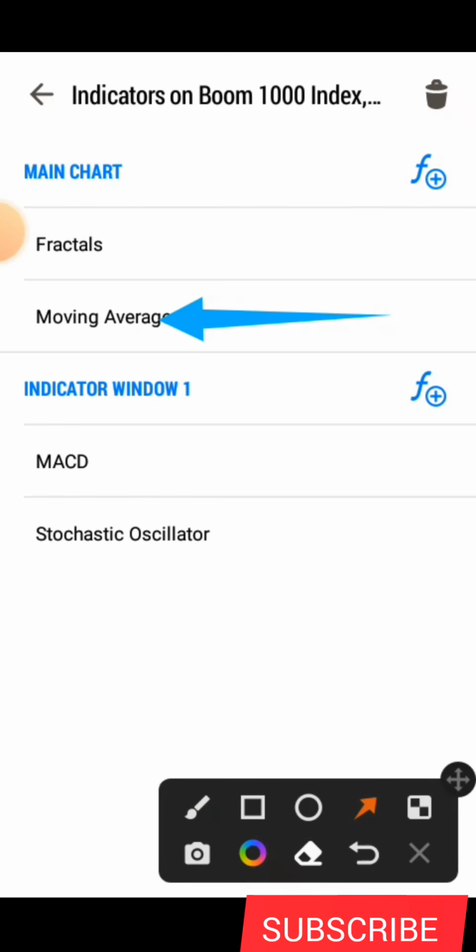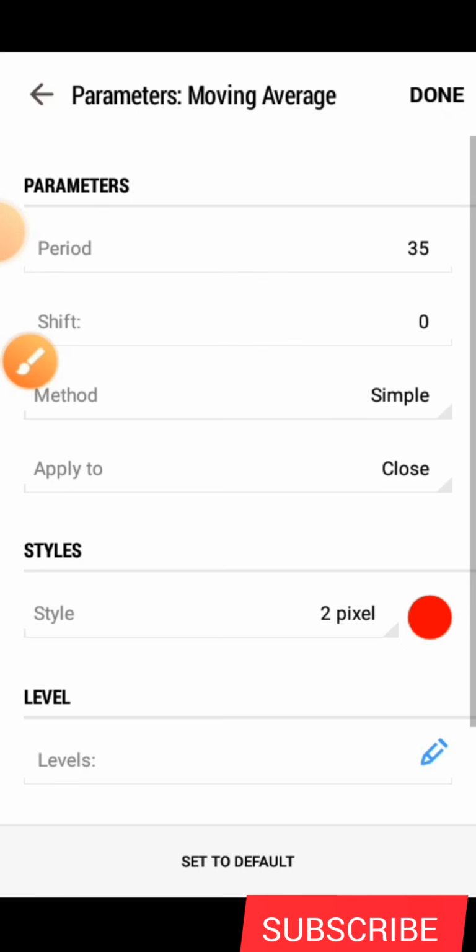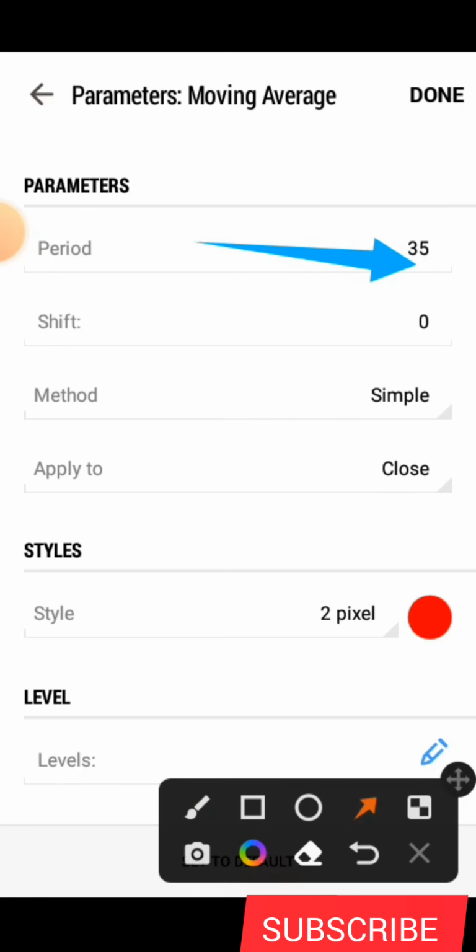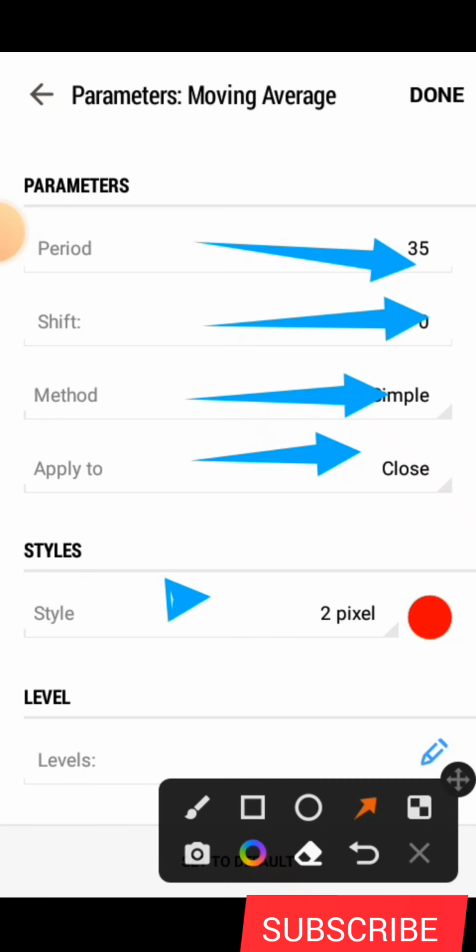And then this is the moving average, right? And these are the settings. The period is 35, shift 0, method simple, apply to close. Under the style we have 2 pixels, the color is red. You can use any color of your choice.